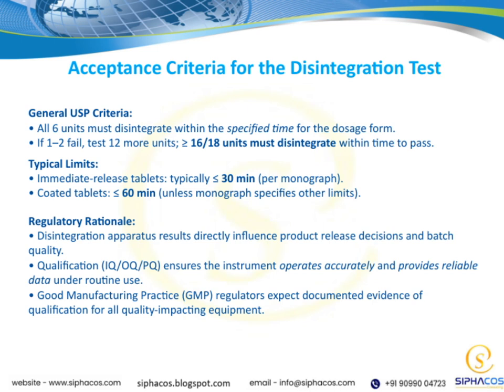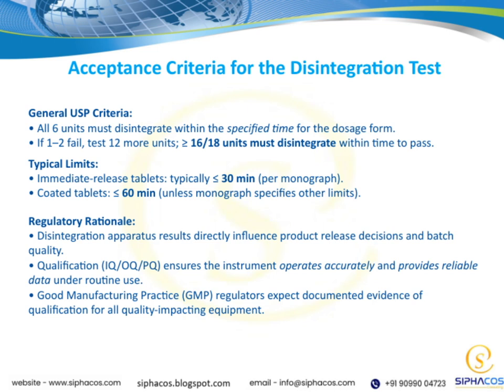Now, the regulatory rationale behind these criteria is quite important. The results from the disintegration apparatus directly influence whether a batch is released or not. They serve as a critical quality control measure because they impact the product's bioavailability and effectiveness. Additionally, qualification of the disintegration equipment involves IQ, OQ, and PQ. So, installation, operational, and performance qualification to make sure the instrument functions accurately. This is vital because reliable data depends on properly functioning equipment.